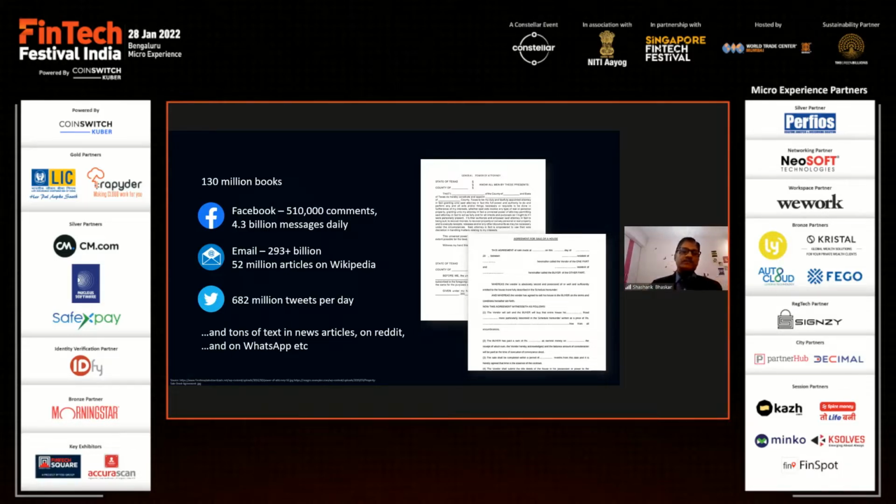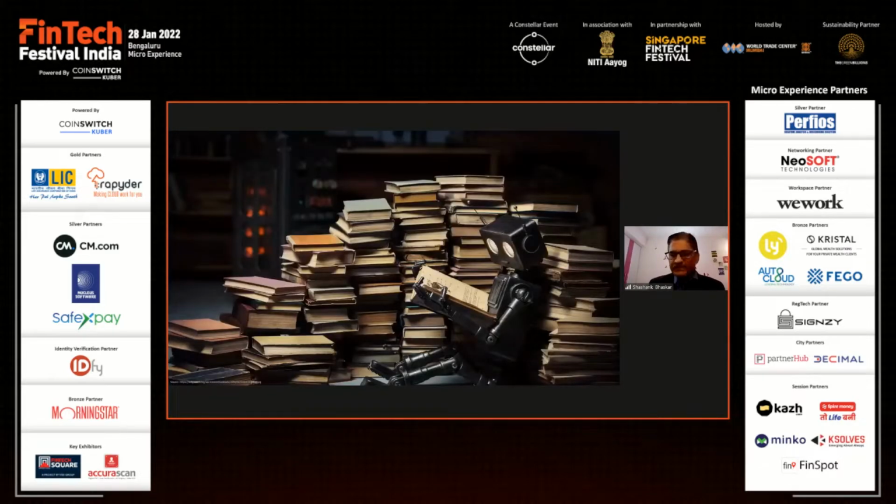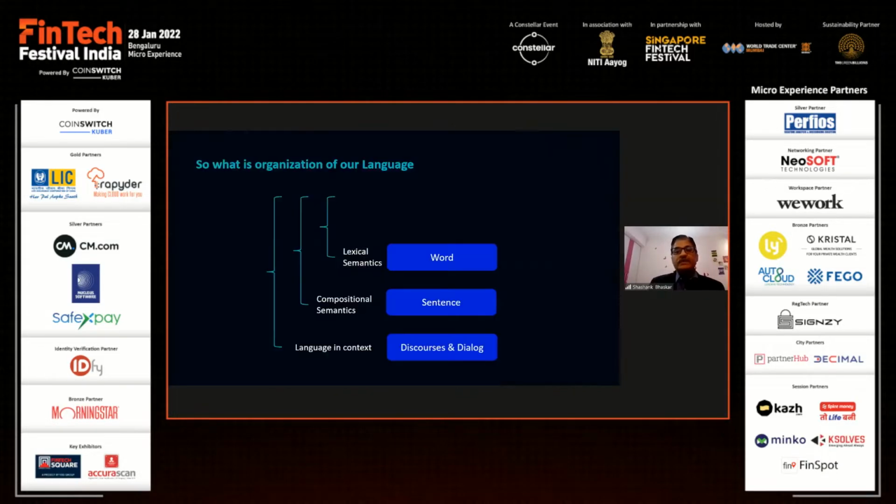So text is everywhere, but this text is all in unstructured form. We need a common approach so that machines are able to understand it properly. And that's where NLP comes into play. As I mentioned, machines can be helpful. This text is in our language, and first, machines need to understand our language, and of course, then learn the language.